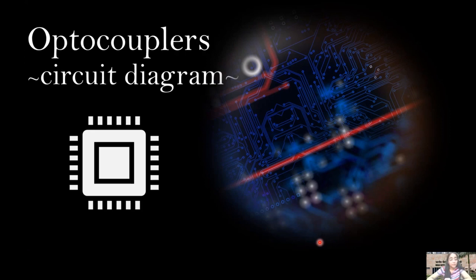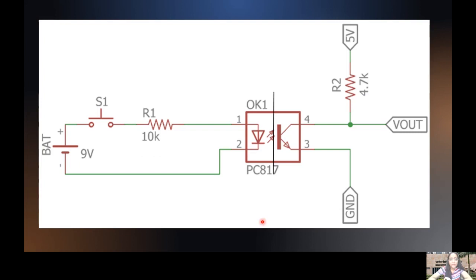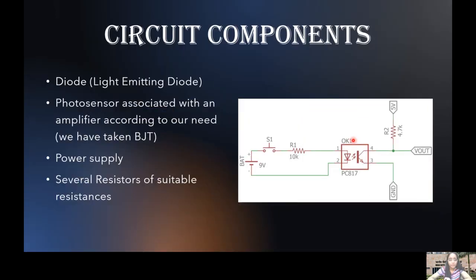Now, let us begin the circuit diagram analysis. So here, as you can see, we have the circuit diagram for the optocoupler, wherein we have an LED, light emitting diode, a photosensor, and an amplifier, which is a BJT in this diagram. We have a power supply, several resistances, and of course the output terminal.